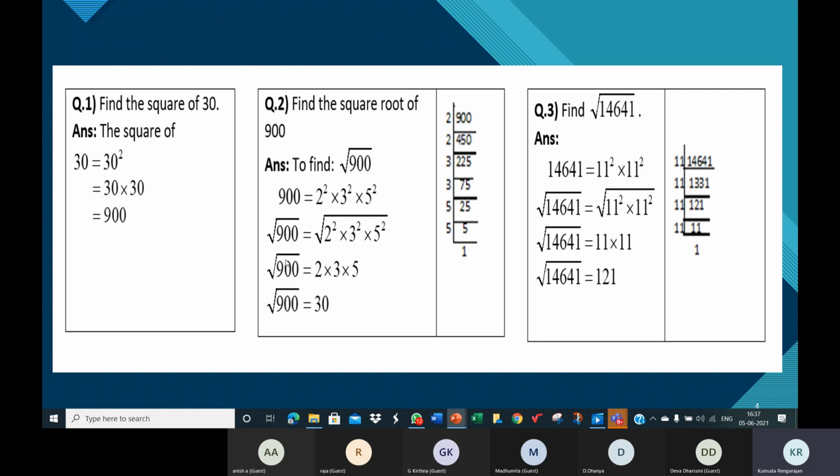Here we have 900 is equal to 2 squared into 3 squared into 5 squared. Next step, the square root of 900 is equal to the square root of 2 squared into 3 squared into 5 squared. You can do the same thing on both the sides. We have seen that in linear equations: when you add 5 to one side, add 5 to the other side also. You will not disturb the equation. So here we're taking square root on both the sides.